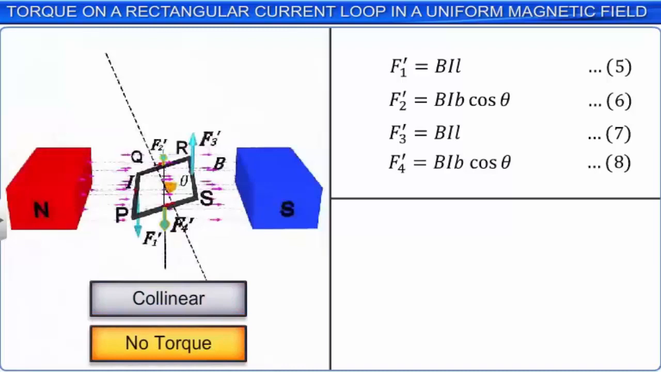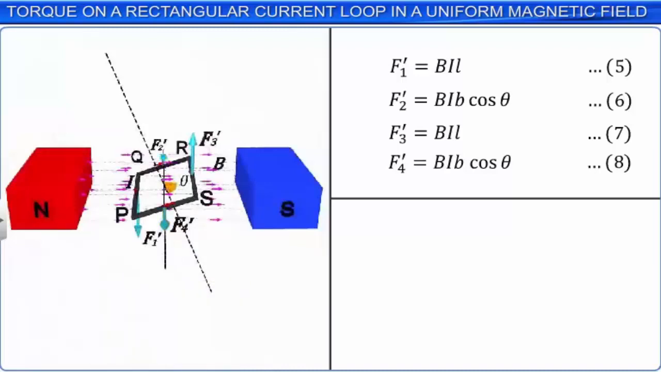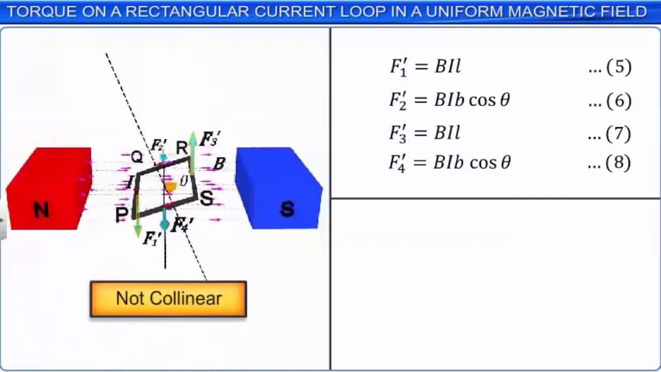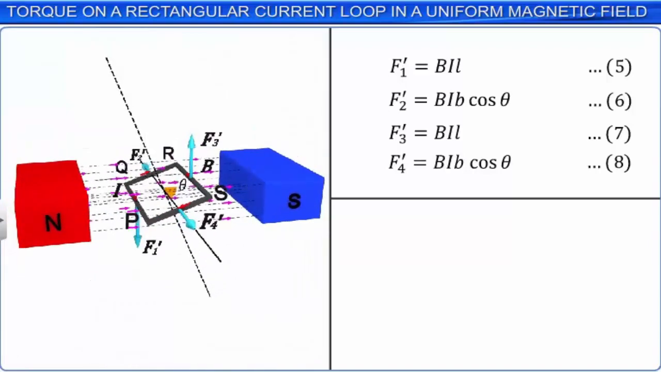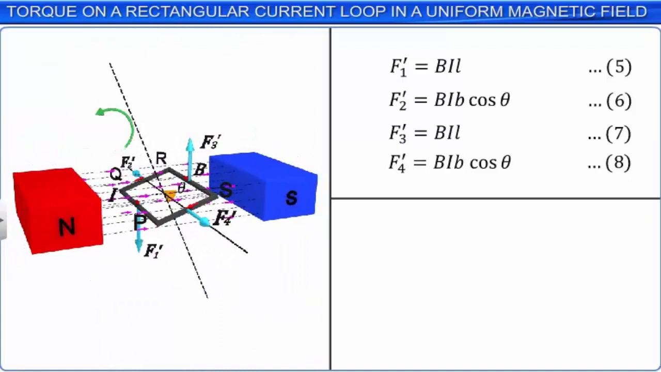On the other hand, the forces F1' and F3', which are equal in magnitude, act in opposite directions to each other and are not collinear. Therefore, the resultant of these two forces constitutes torque on the loop. The net torque acting on the loop tends to rotate it in the anti-clockwise direction when viewed from PS.